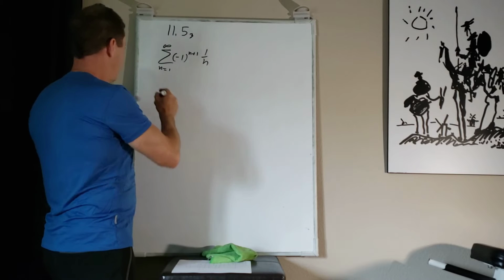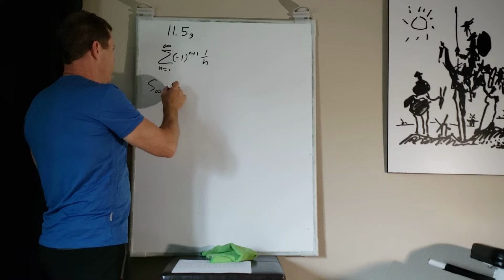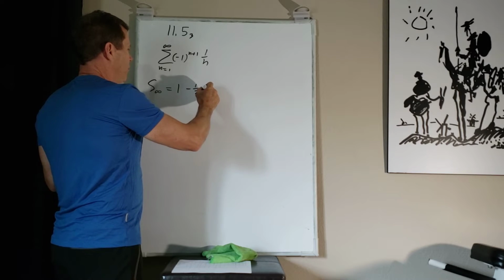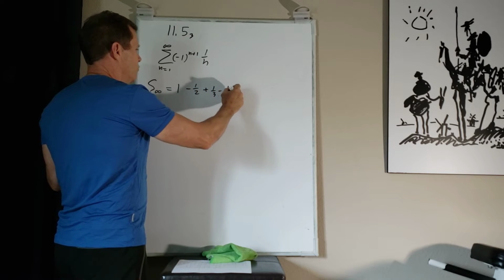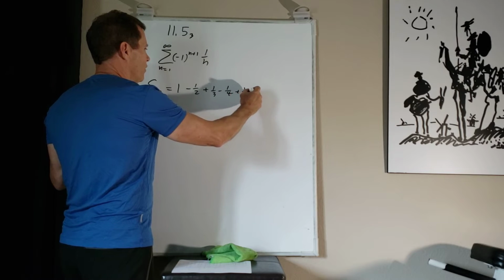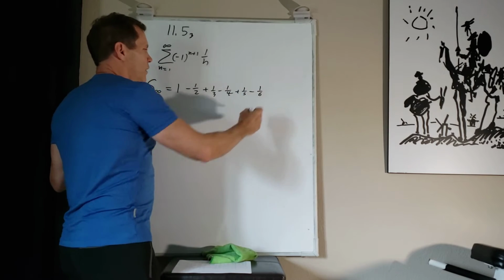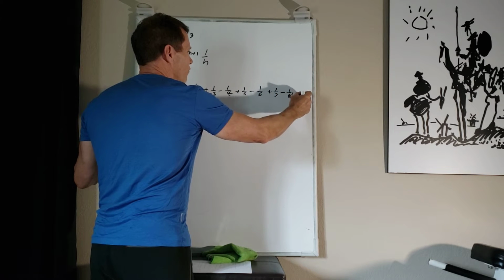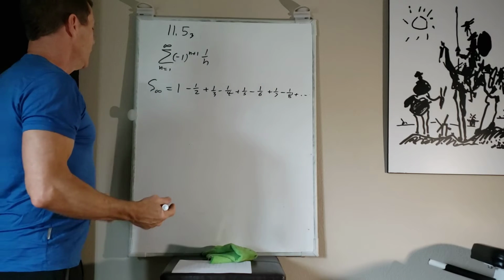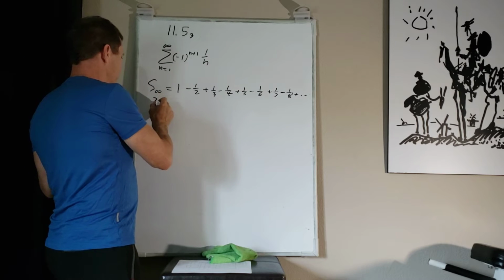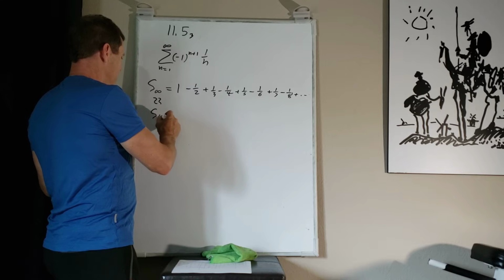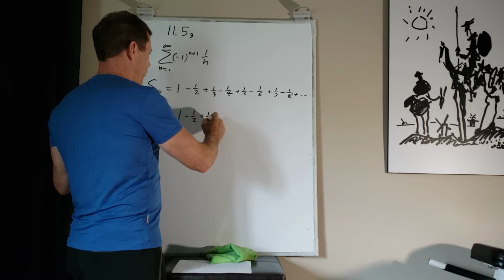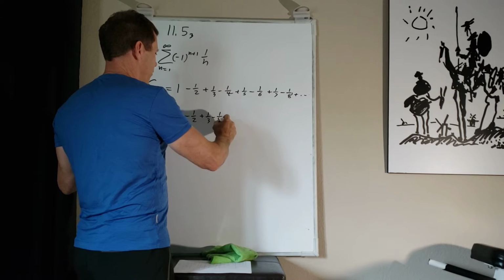So I'm going to write this. S infinity, which means do the whole thing, would be: the first term is 1, then minus 1/2, plus 1/3, minus 1/4, plus 1/5, minus 1/6, plus 1/7, minus 1/8, and then you just keep going forever. Now, let's suppose we're going to approximate this by S4. That's going to be 1 minus 1/2 plus 1/3 minus 1/4.